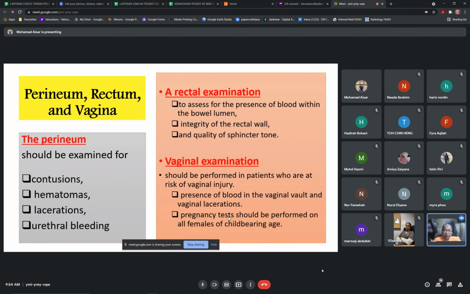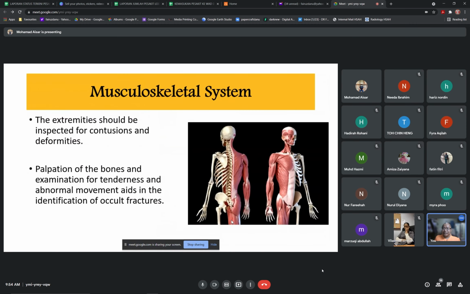Remember semua perempuan adalah pregnant until proven otherwise. Perempuan of childbearing age all are pregnant until proven otherwise, regardless of what patient tells you lah. Ini bukan dalam trauma sahaja. Any patient perempuan datang kat ED of childbearing age, they are pregnant until proven otherwise. Okay. Jangan ingat tak kahwin tak pregnant.